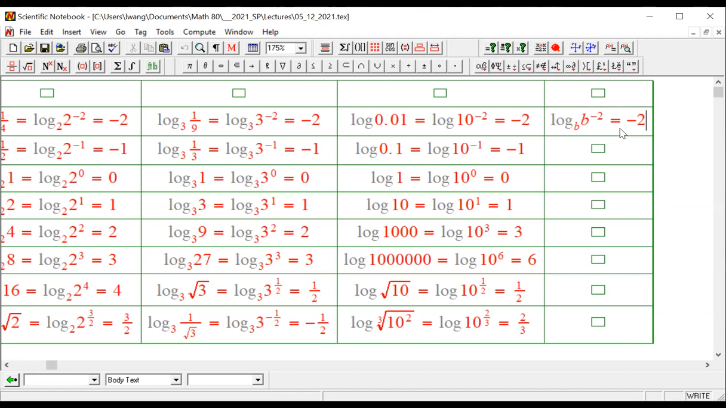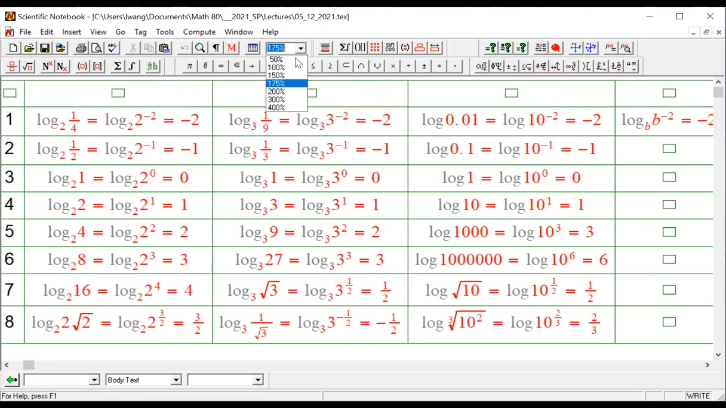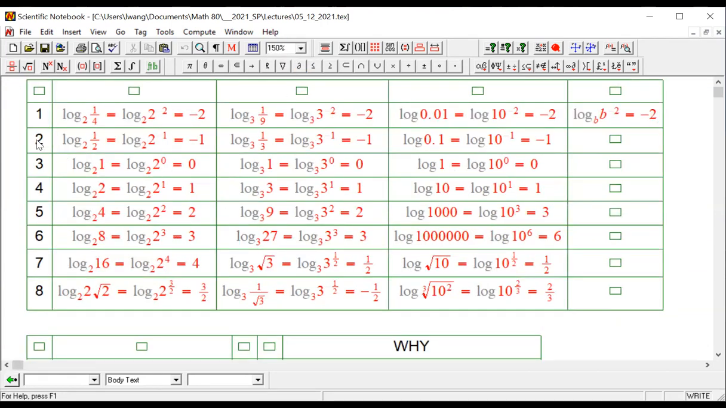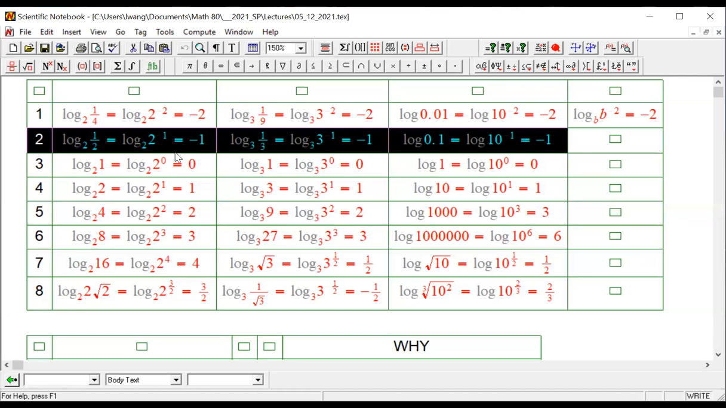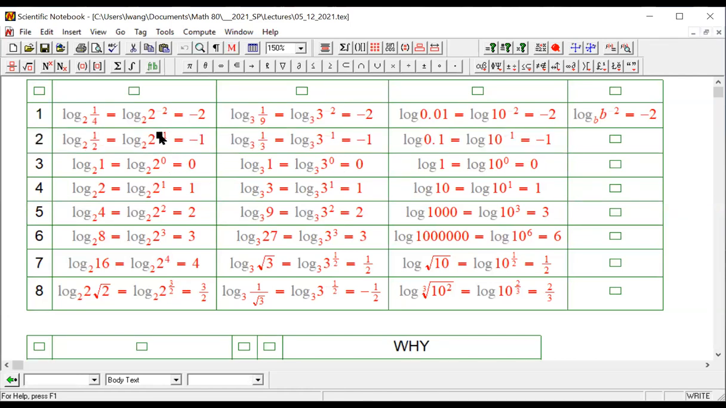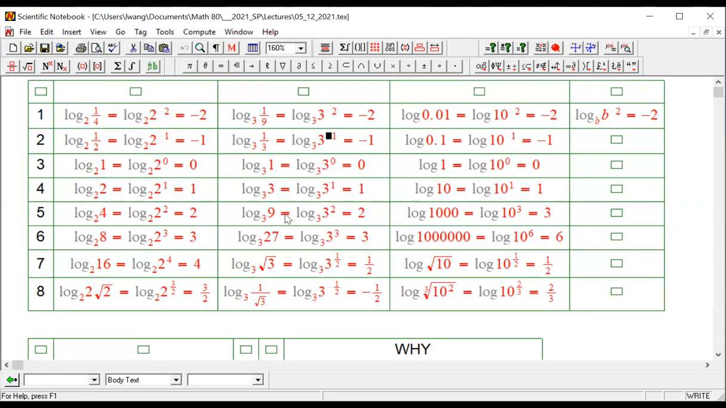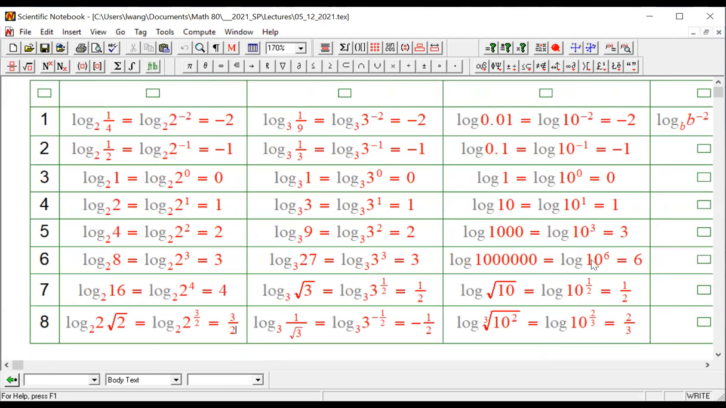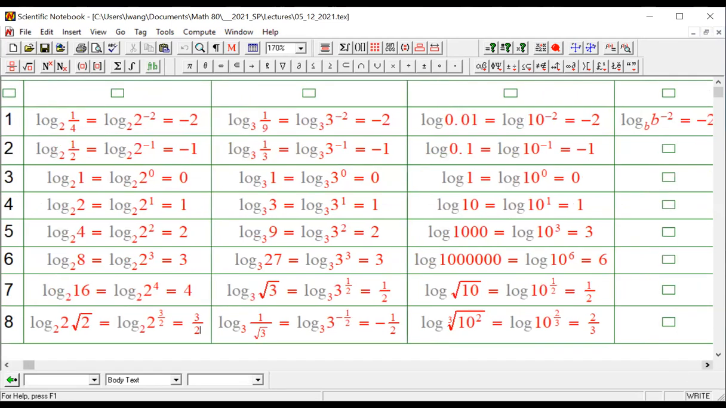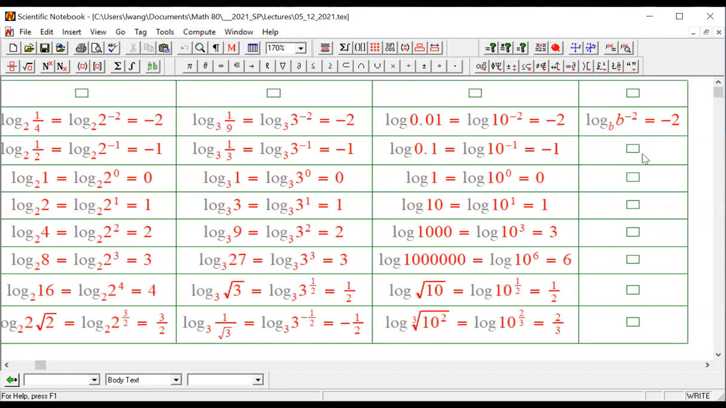This is the pattern which we have found. Okay. The second row. Let me make it a little bit smaller. On the second row, number 2, this is a negative 1 and this is a negative 1. I think I need to make the font just a little bit larger because I'm worried that you may not see the negative sign. 170%. Okay, better.